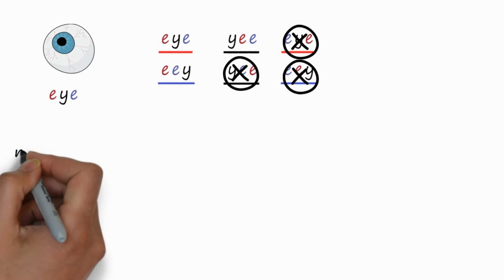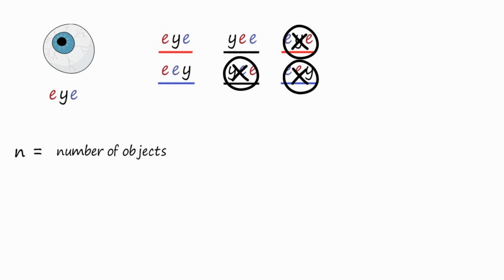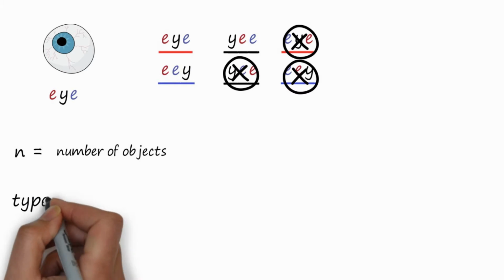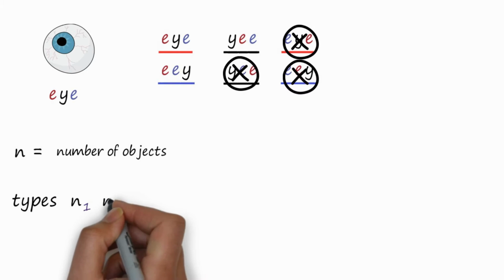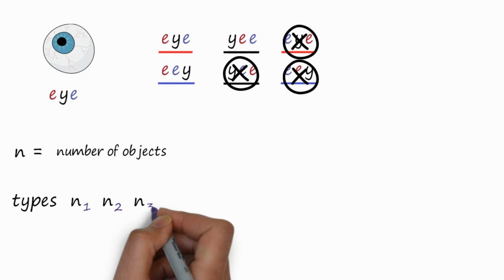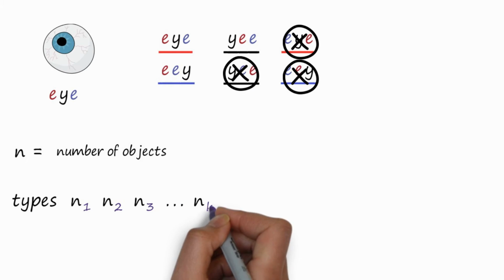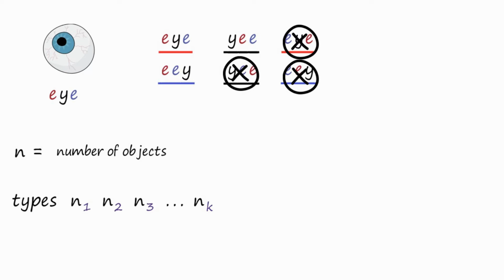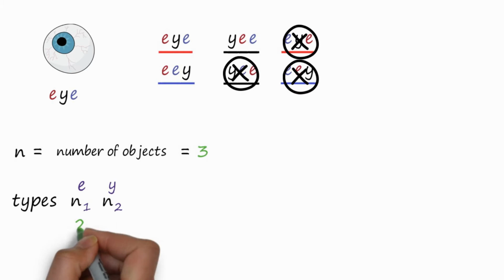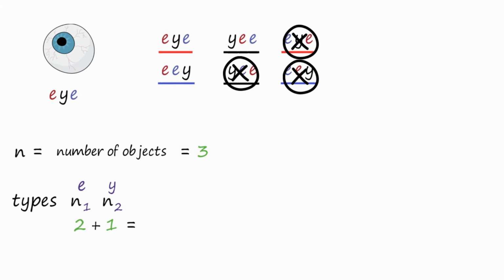So for a formula, let's say that we had n objects, and then we count up how many of each type of object within that total. We call those n sub 1 and n sub 2 all the way up to n sub k. In the word EYE, for example, we have three objects. We have E, a Y, and another E. But if we look at types, we only have two types. We have E's and we have Y's. And we can count up each one. We have two E's and we have one Y.